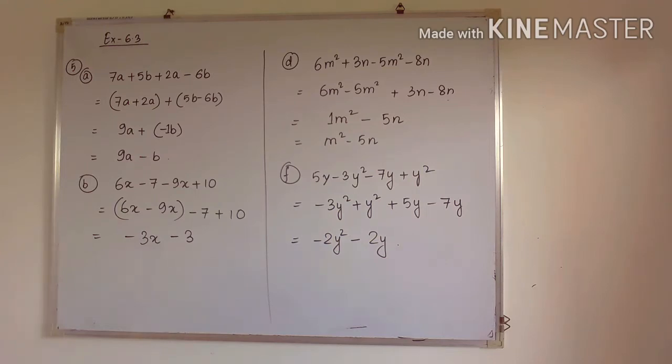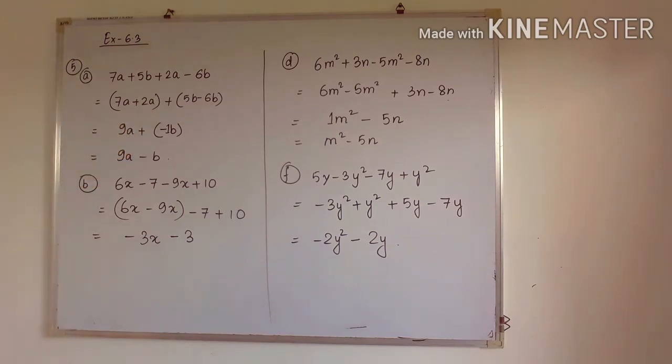In the simplification part, in number A, we have to take out the like terms and simplify. The like terms are 7A and 2A. We collect the like terms, 7A and 2A, and both are positive numbers, so we add. 7A plus 2A will be 9A.